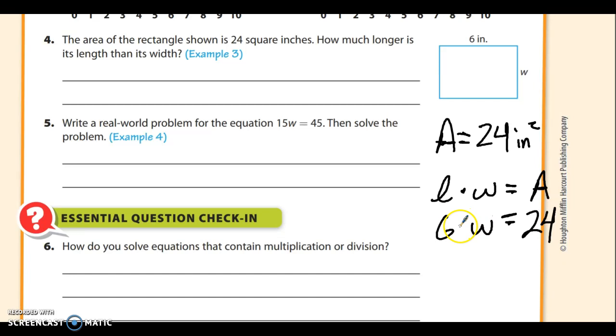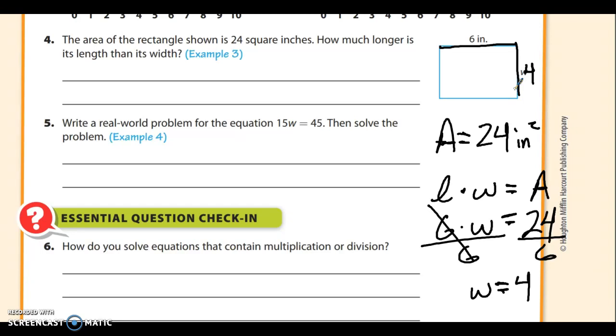How do you solve a multiplication equation? You divide. So I'm going to divide by 6. And I get w equals 24 divided by 6 is 4. If I take the w out here and I put a 4, that should make sense because 6 times 4 is 24. So that should be perfect.